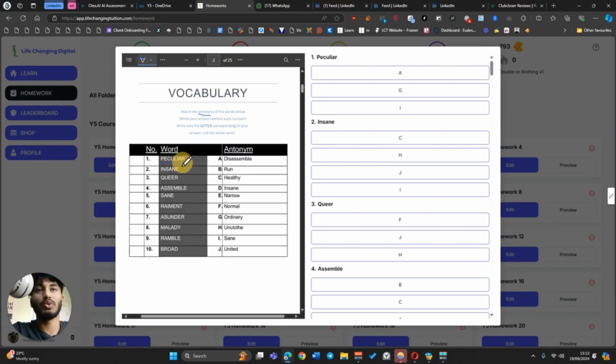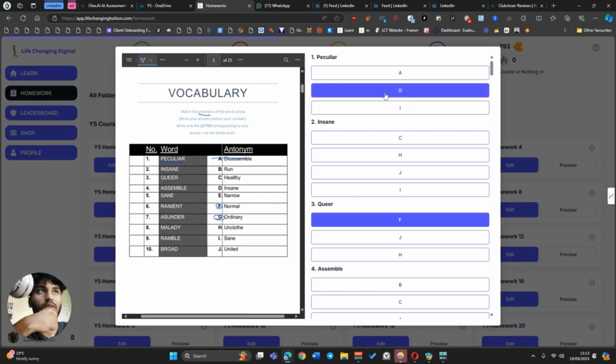So peculiar, that means something that is strange. So the opposite of that would be normal. Ooh, hold on. Peculiar, let's look at A, no. G, ordinary, yeah, that would work. So we've only got a few options here. So ordinary seems to be the best antonym for peculiar. So G.